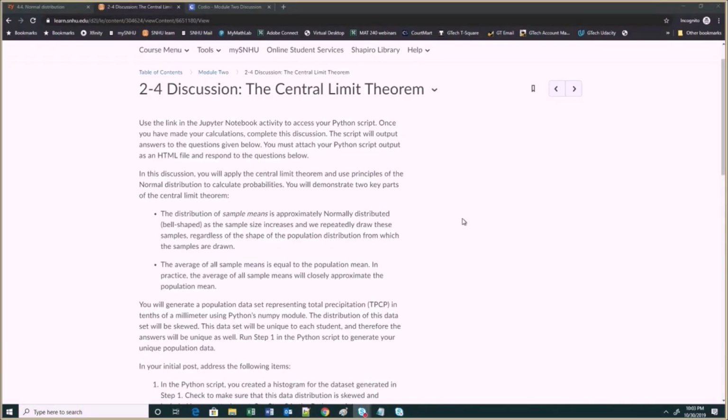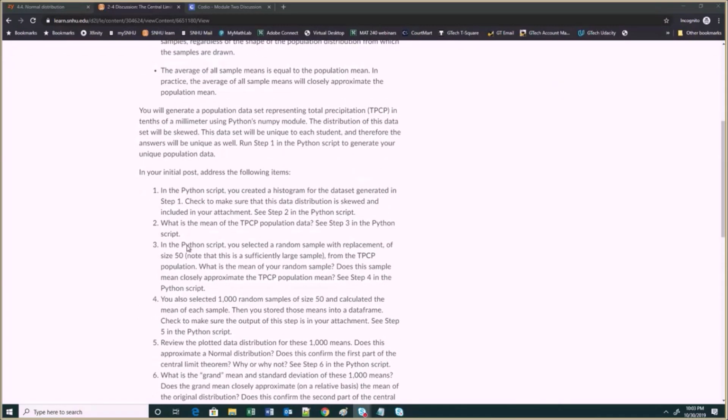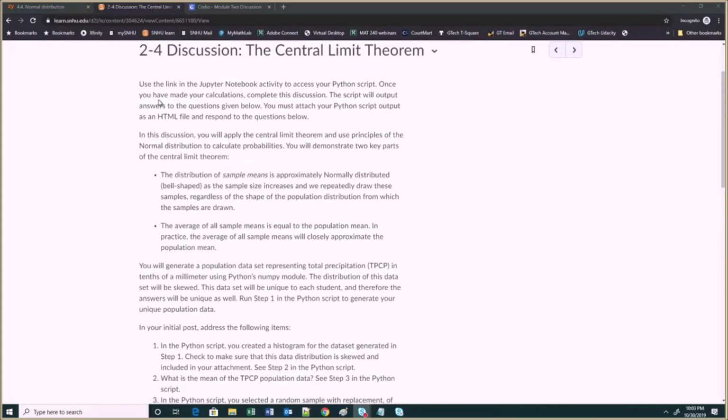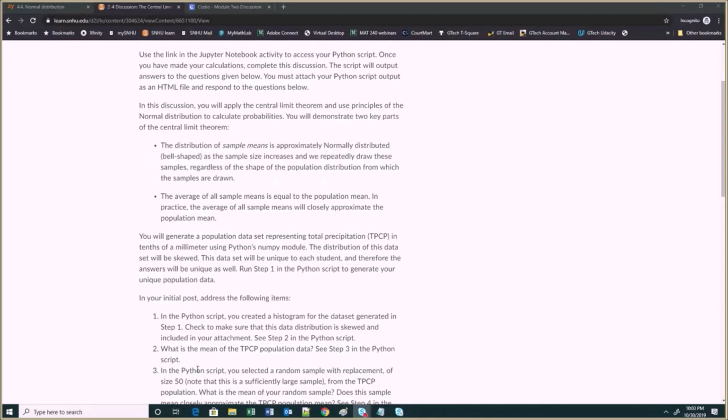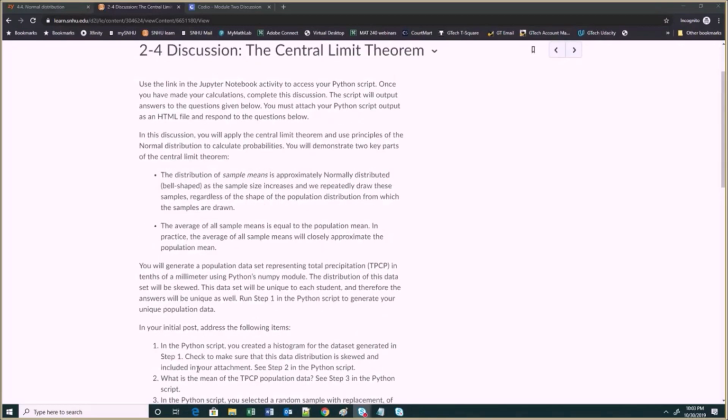Let's now switch to the discussion for this week. And the discussion is on the central limit theorem. So in this discussion, again, just like the previous week, you will first go to this discussion forum. I highly recommend that you read the problem statement. It's also useful to read these questions just to get an idea of what is being asked. And then you will open the Python script for this discussion, and you'll run the script and you'll get your outputs, and you will be able to answer each of these questions here.